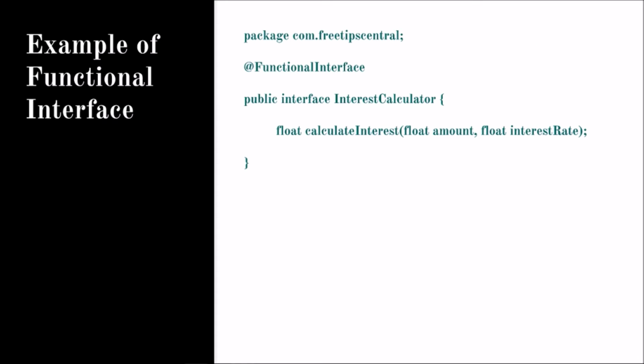Here is a very simple example of a functional interface. This interface is called InterestCalculator, and it has the annotation FunctionalInterface. It also has one single abstract method called calculateInterest. So this is a perfect example of a functional interface.